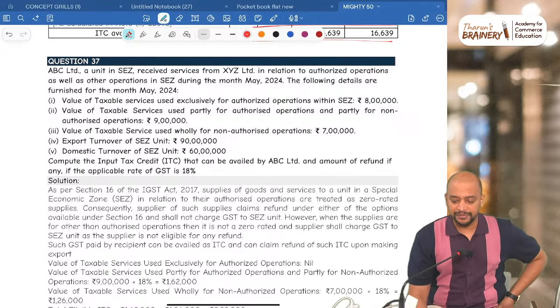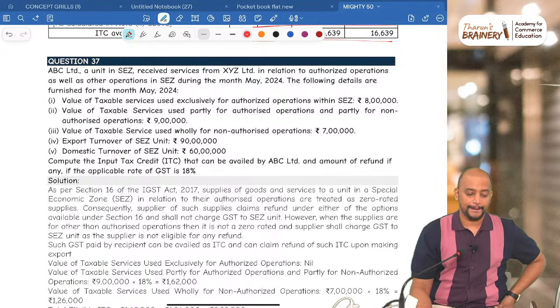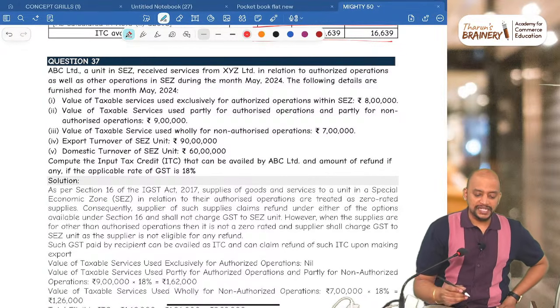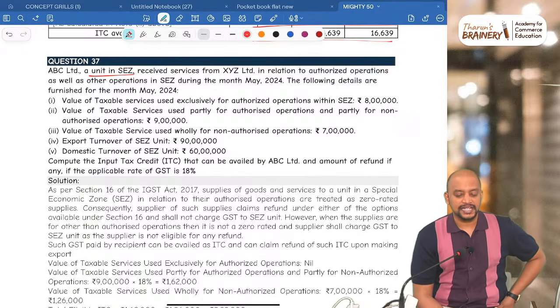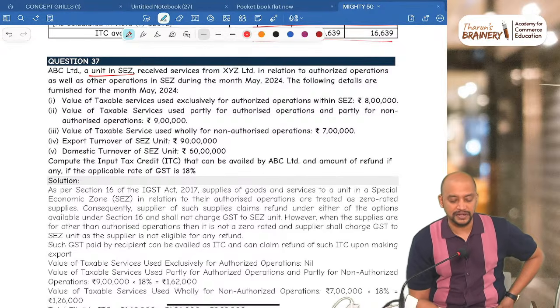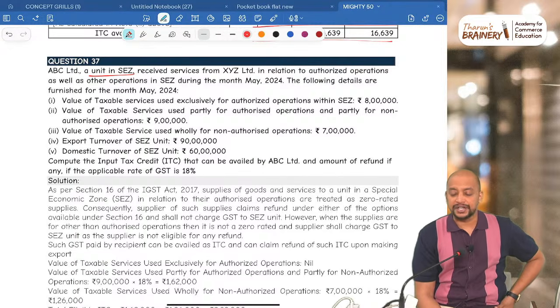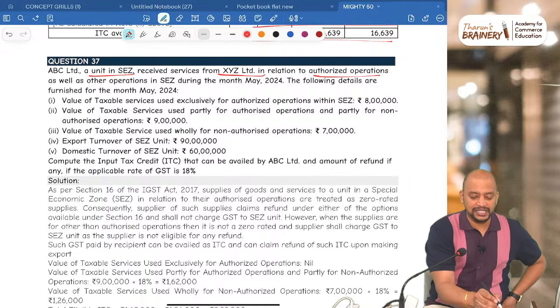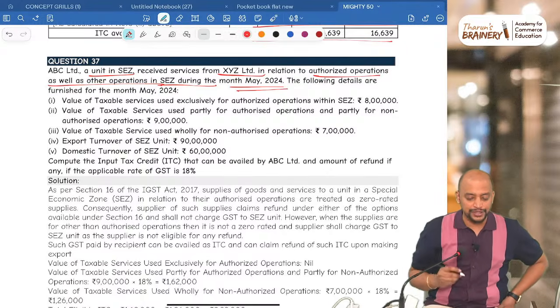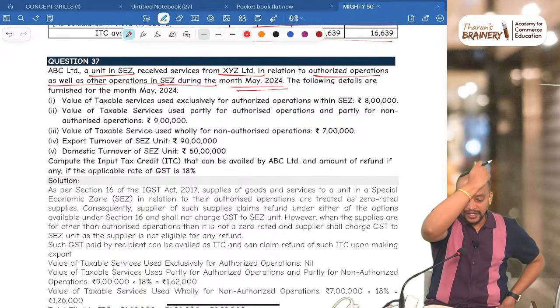Look into question number 37. ABC Limited, a unit in SEZ, receives services from XYZ Limited. Concentrate. This is a little tricky question. ABC Limited, a unit in SEZ, received services from XYZ Limited in relation to authorized operations as well as other operations in SEZ during the month of May 2024. The following details are furnished for the month of May.